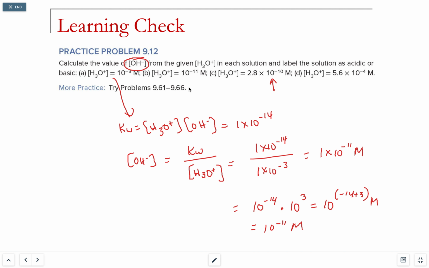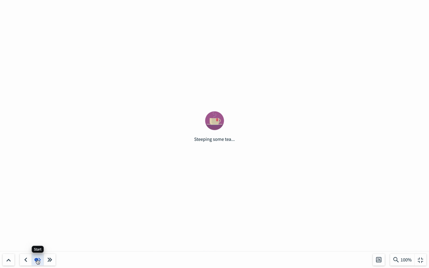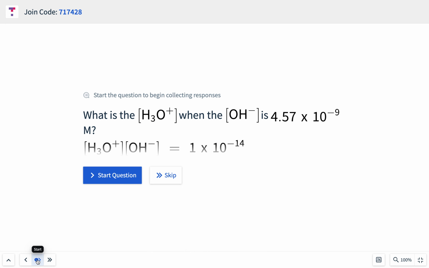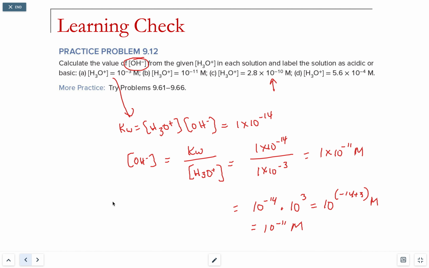So you should take a moment and try to do all of these. We can try this one as well. I would just recommend that you go ahead and try these other ones as well. The answers are in your textbook.